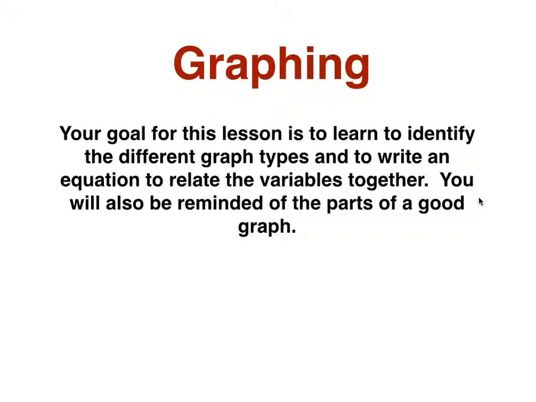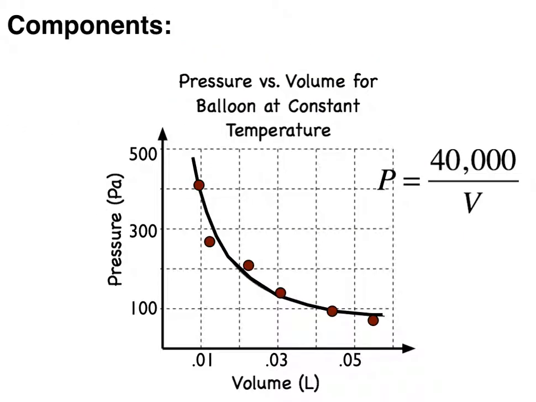This mini lesson is on graphing. This is a skill you will need to employ every single lab this year, so it's important that you make sure you understand all parts of this lesson. Your goal for this lesson is to learn to identify the different graph types and to write an equation to relate the variables together. You'll also be reminded of the parts of a good graph.